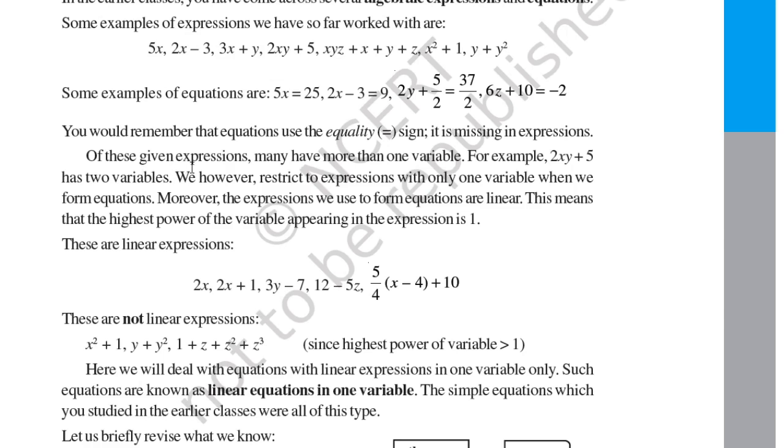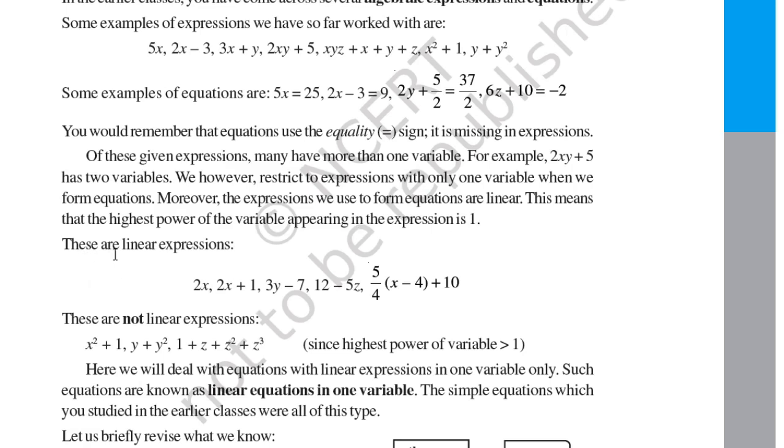Of these given expressions, many have more than one variable. For example, 2xy plus 5 has two variables, x and y. We however restrict ourselves to expressions with only one variable when we form equations. Moreover, the expressions we use to form equations are linear. This means that the highest power of the variable appearing in the expression is 1. When the power of the variable is 1, it is called a linear expression.